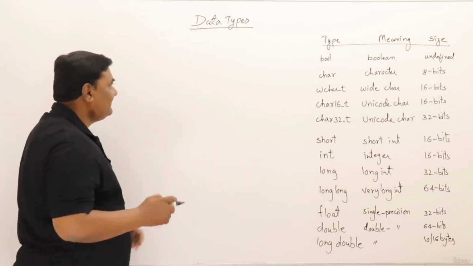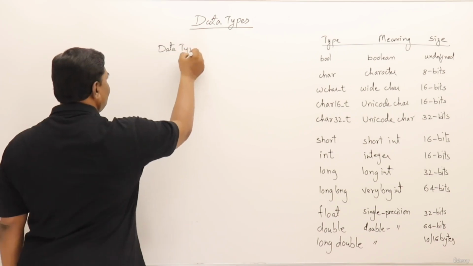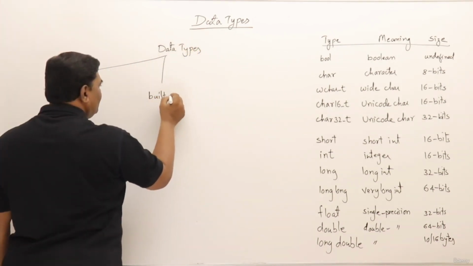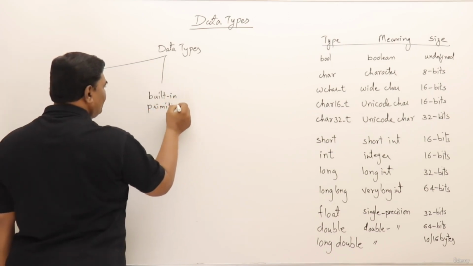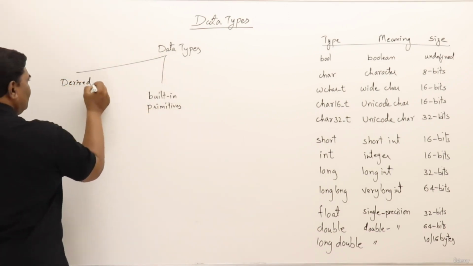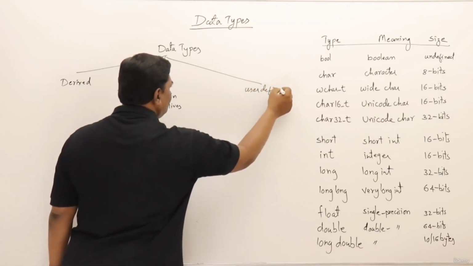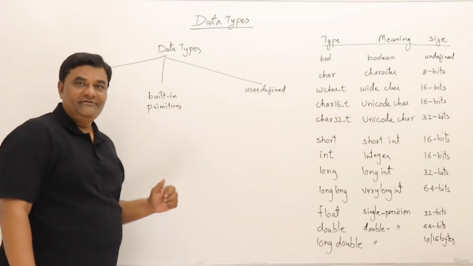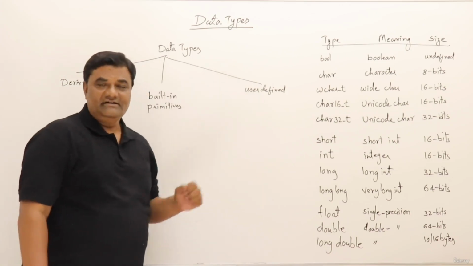So what I will do is categorize them. The data types, we can categorize them into three types. First one is built-in data types. Built-in data types, we also call them primitives. Next is derived data types and user-defined data types. So we can categorize data types into three: built-in or primitive, then derived data types, and also user-defined data types.